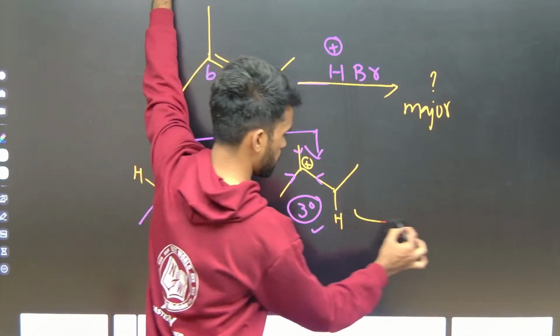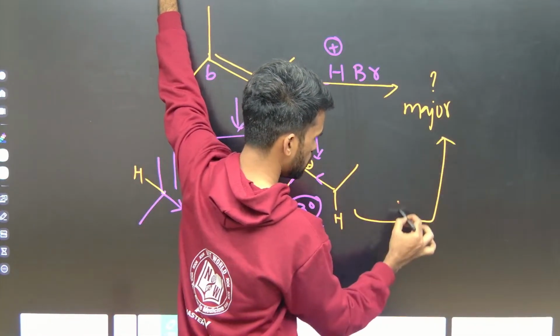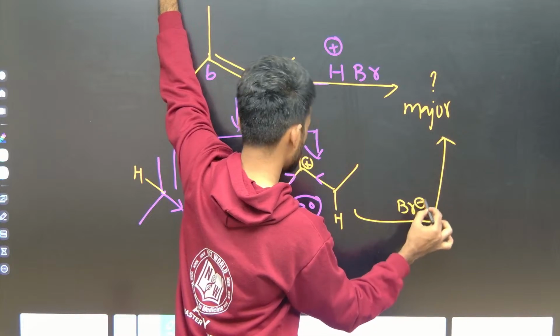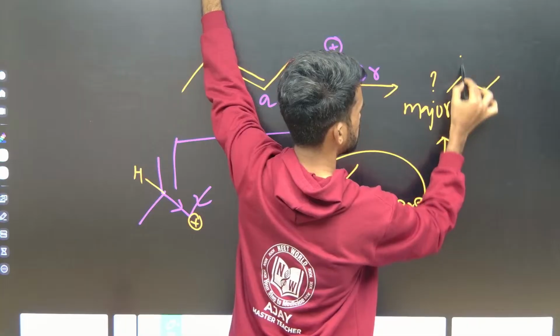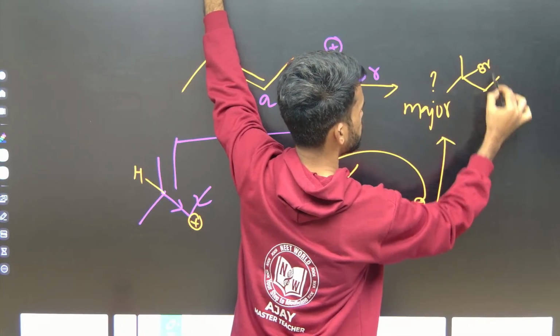Therefore, the product formed from here will be major. Bromide ion will attack at this carbocation and gives Br. This is your major.